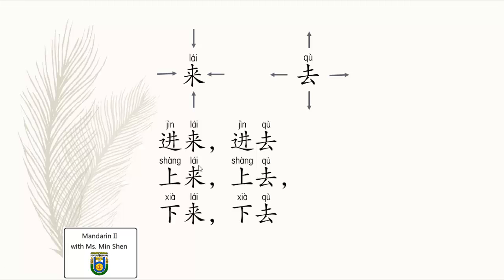Please go in. 上来, 上 means go up. And when you go up, the direction is getting closer. Come up, 上来. 上去, when you go up, the direction is getting further away. Go up there, right? 下来, come down. 下去, go down there.